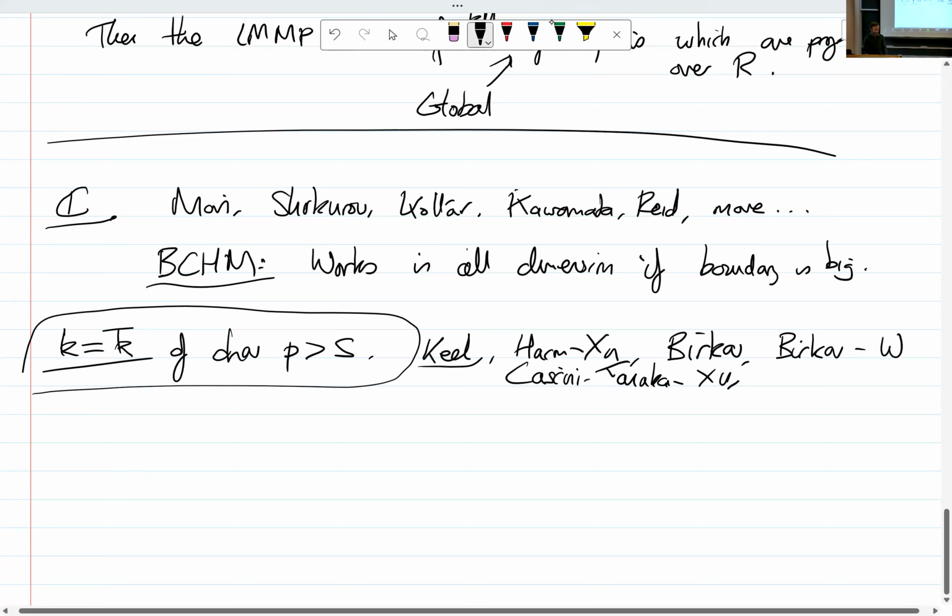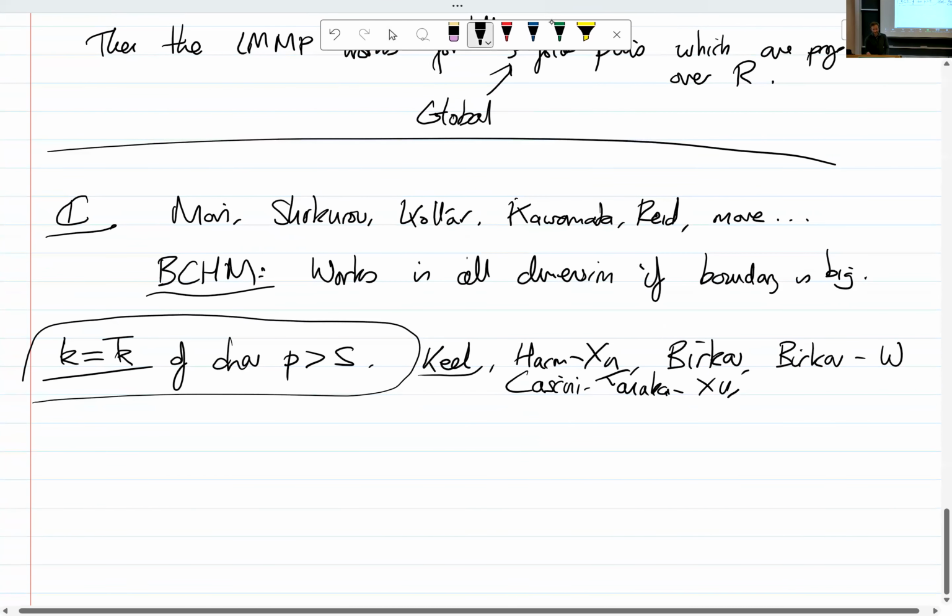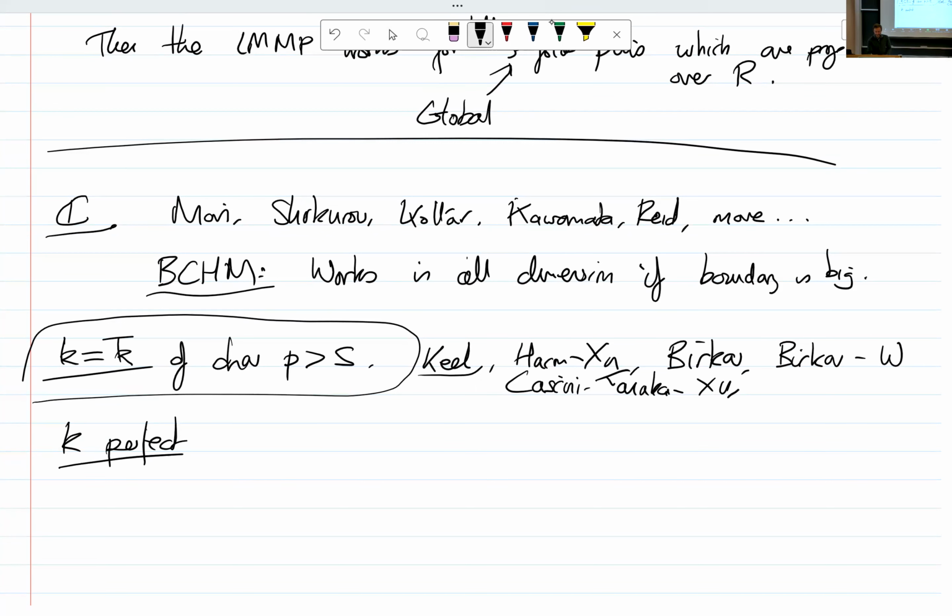Okay, then we have other situations. So if you're not over an algebraically closed field, so k perfect, it's by Gongyo, Nakamura, and Tanaka.